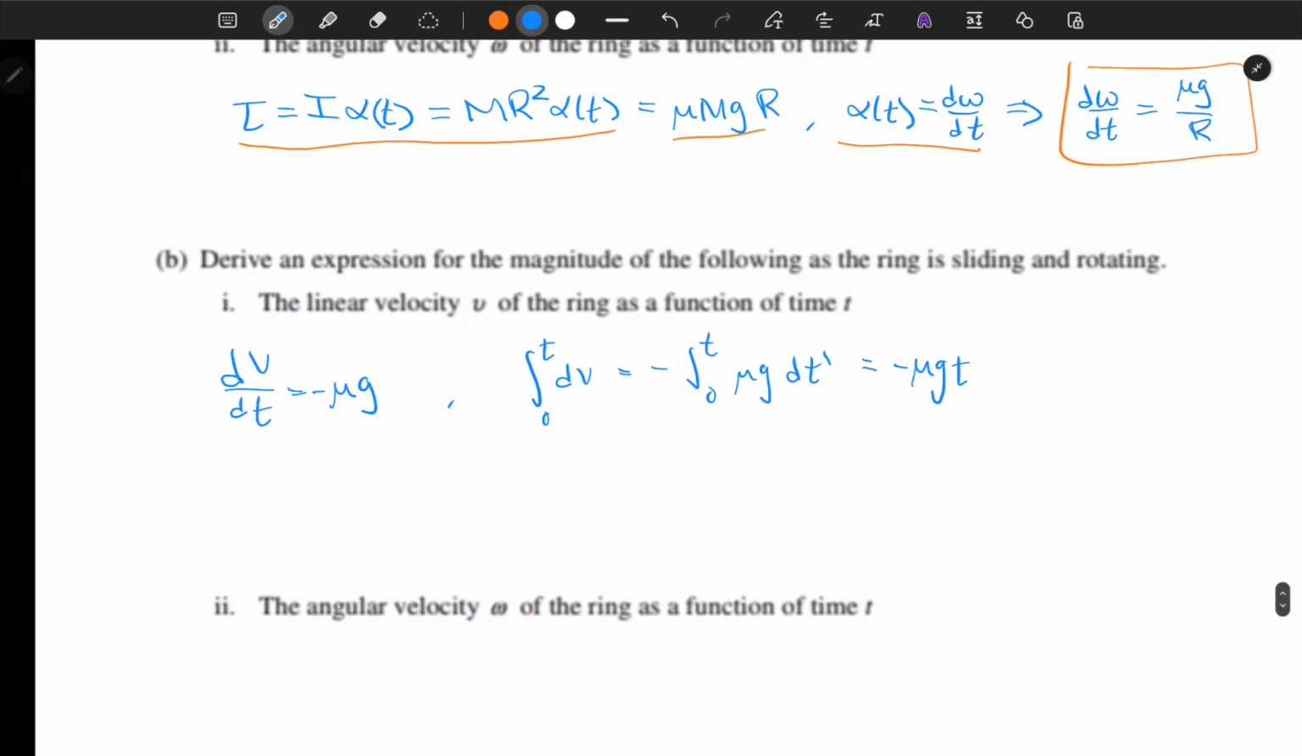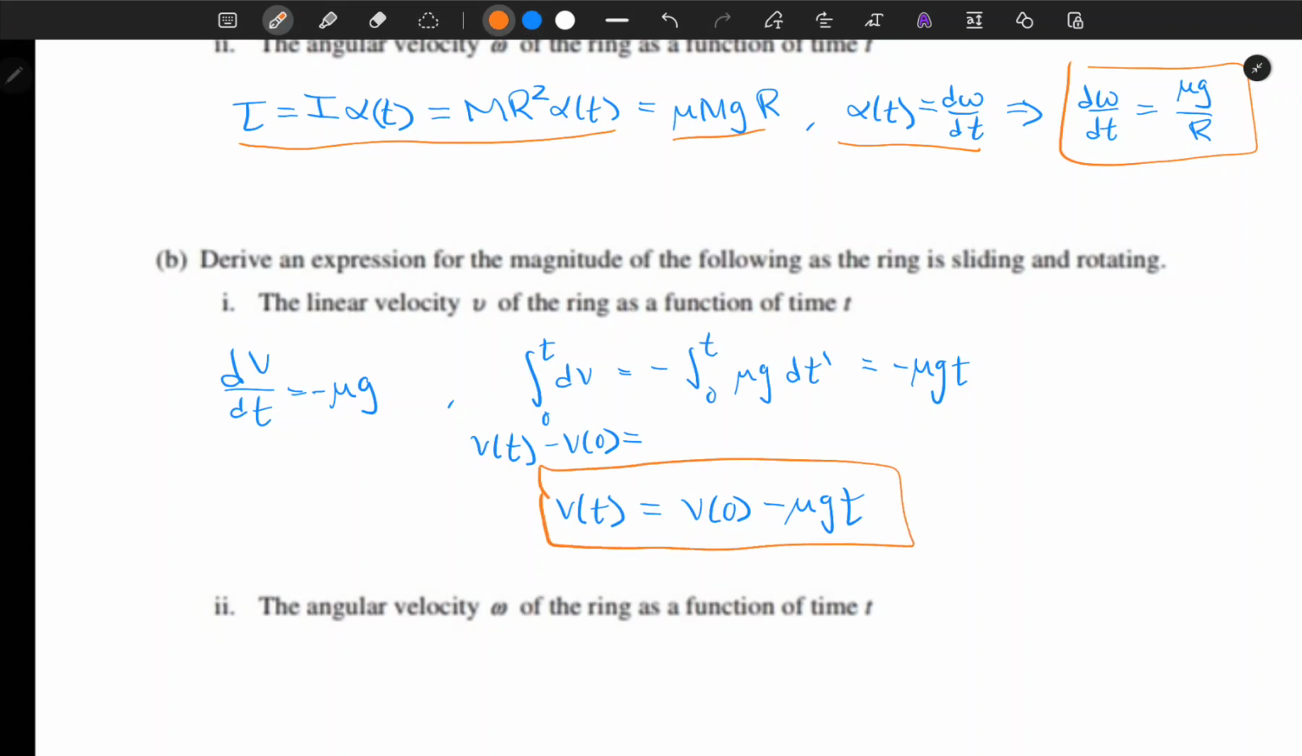Then, as the left-hand side is equal to v of t minus v of 0, we get that v of t is equal to v of 0 minus mu g t. And this is the velocity as a function of time. As a note, a student gets 1 point for setting up this integral, and they get 1 point for the correct answer.